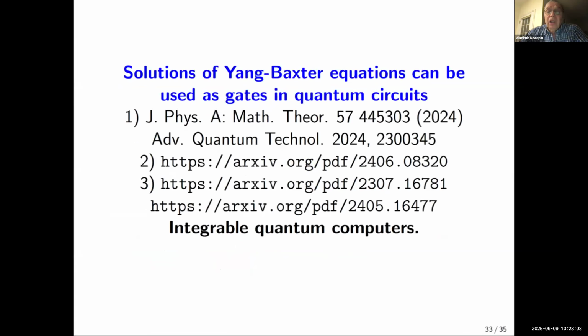Yet another application. So far I was going along traditional lines: we have Yang-Baxter, we have Hamiltonians, integrable models. On the other hand, there is a new application. I can consider quantum circuits, and there is a gate, and I can use a solution of the Yang-Baxter equation as a gate in a quantum circuit. There are several references. This leads to a new direction, which is called completely integrable quantum computers, which has some properties. I want to approach closer to the end of my lecture.